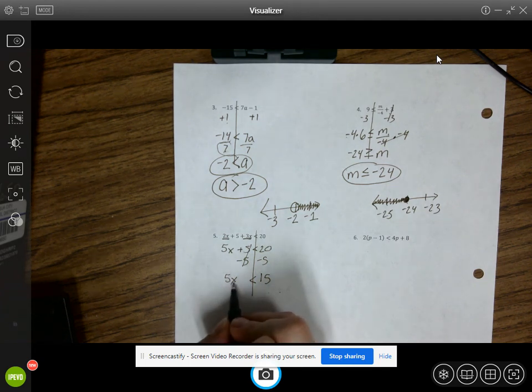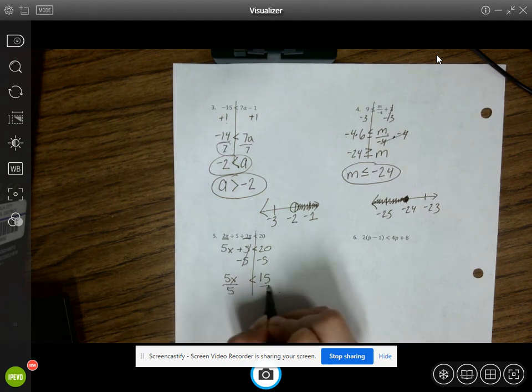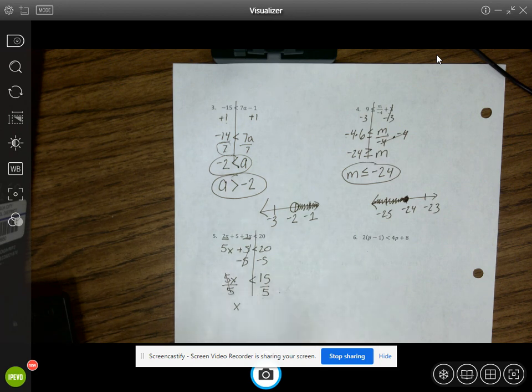I have 5x, which is a times. I need to get rid of that by dividing by 5, which leaves me with x. Do I flip my symbol? I do not, because I divided by a positive. 15 divided by 5 is 3. Am I done? I am, because my variable is on the left and it is by itself.